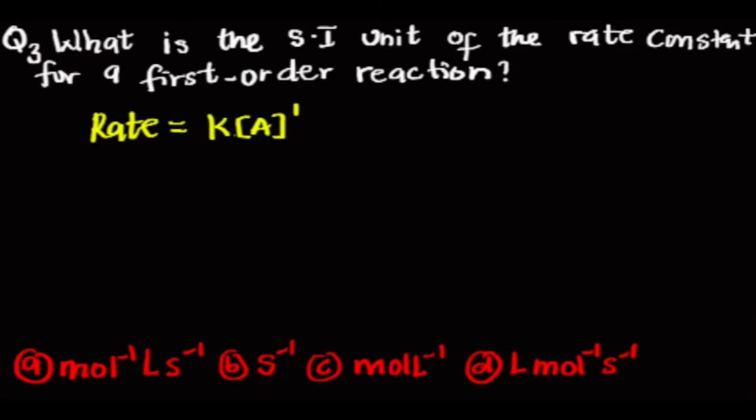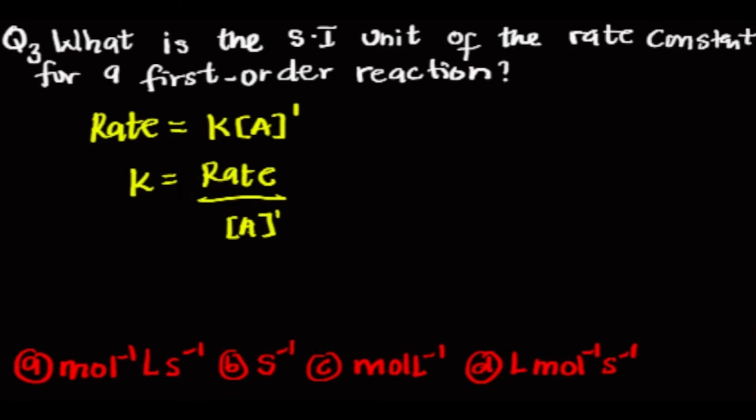So this actually was the rate expression. Now from there we have to make the rate constant K the subject of the formula. So from there I'm going to make it the subject of the formula. I'm going to have K to be equal to the rate divided by the concentration of the reactant, which is this, raised to the power of 1.